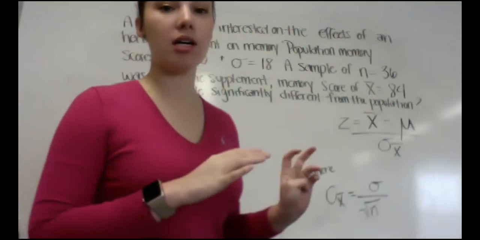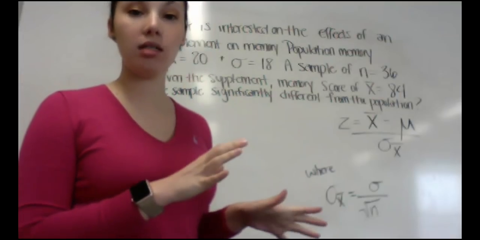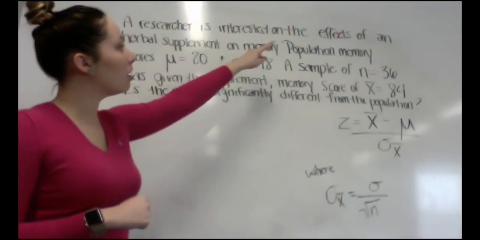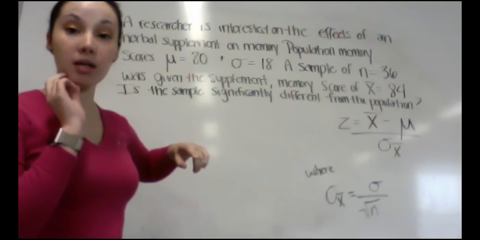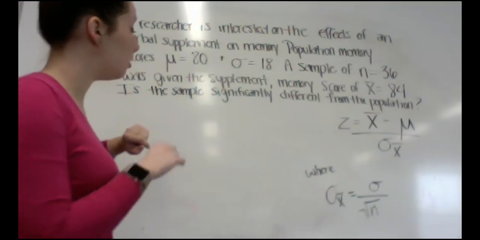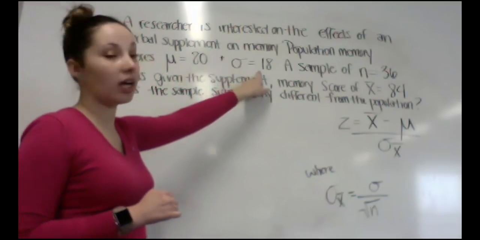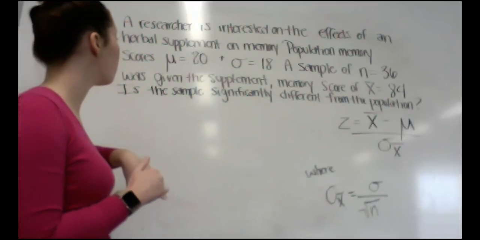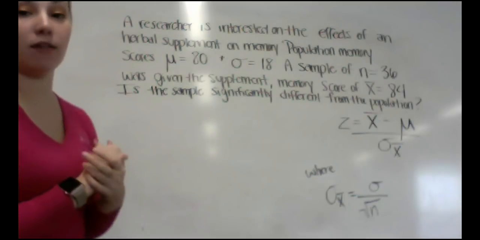Okay, this is a different kind of example. This is basically what we call the z-test. So this is an example of a z-test problem. The prompt says, a researcher is interested in the effects of a herbal supplement on memory. So our herbal supplement is the independent variable, memory is the dependent variable. Population memory scores have a mean of 80 and a standard deviation of 18. So that's our population data. A sample of 36 people were given that supplement, and their memory score had a mean of 84.